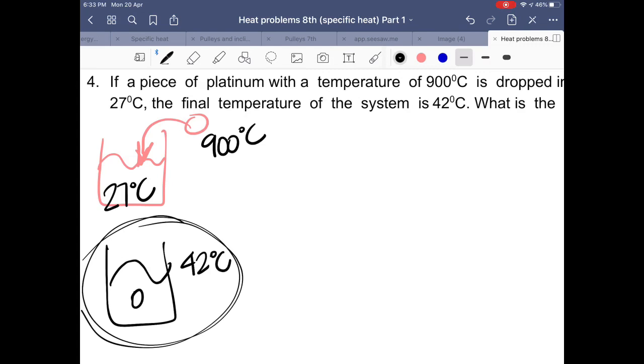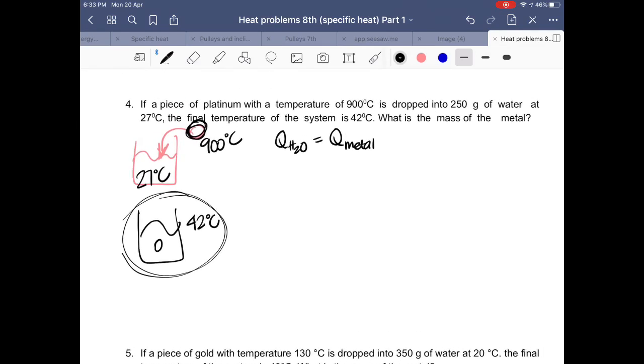We learned in the past video that the energy or the heat released from the metal is the same that the water receives, okay? So we know that the heat of the water is the same as the heat released by the metal, which in this case is platinum. Now let's put our data here.